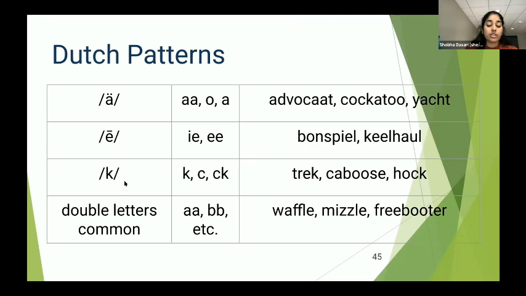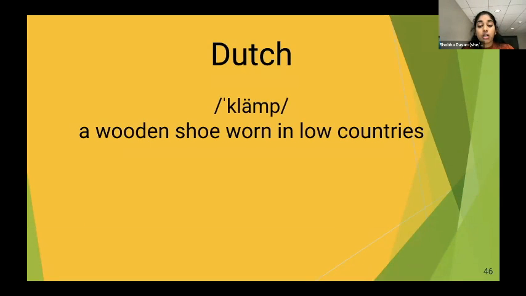In Dutch, double letters in general are very common. Like we saw advocaat up here, double A. Some other words are waffle, mizzle, freebooter, with EOO. So in Dutch, there are a lot of letters that will repeat twice. Trying just this one example, the word is klomp, and it's a wooden shoe worn in the Low Countries, and it's a Dutch word.